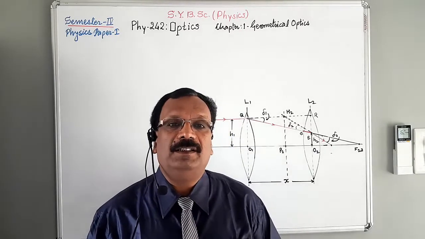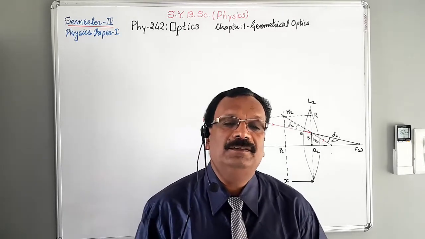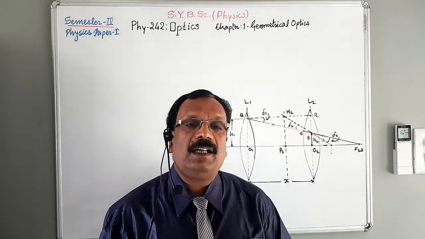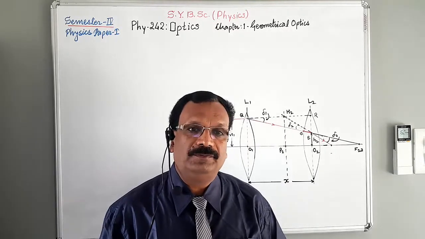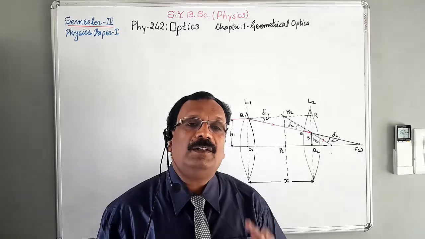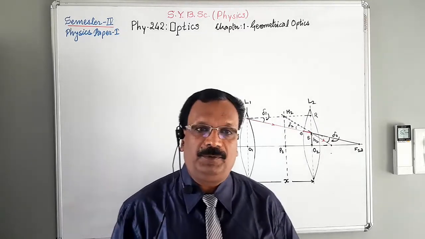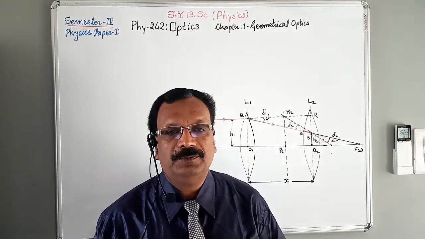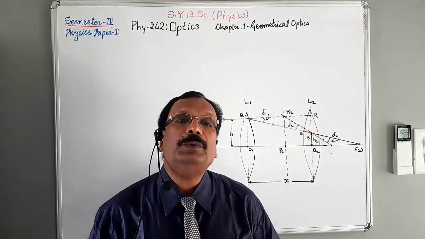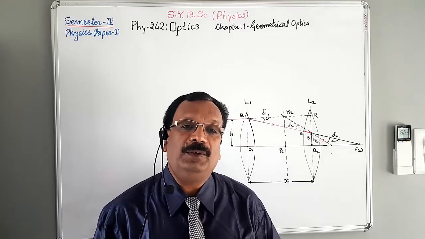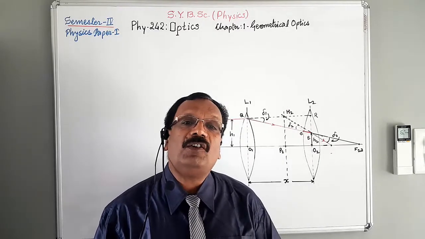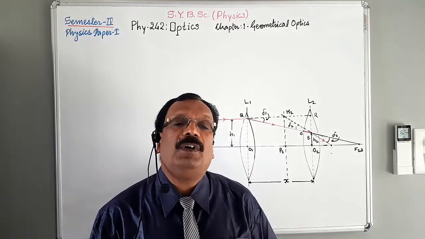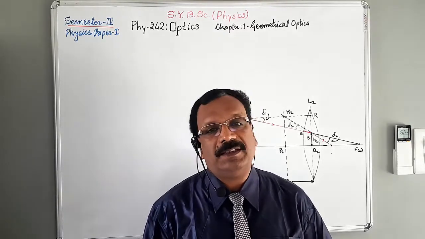In the previous lecture we have studied cardinal points. There are 6 cardinal points in all. There are 2 focal points F1 and F2, 2 principal points P1 and P2, and 2 nodal points N1 and N2. We have studied all these nodal points, principal points and focal points in detail in the previous lecture.